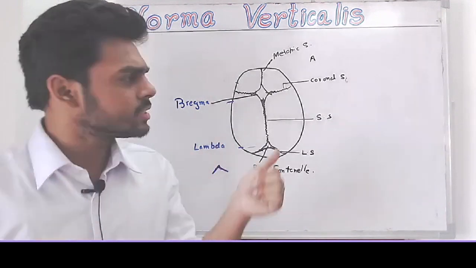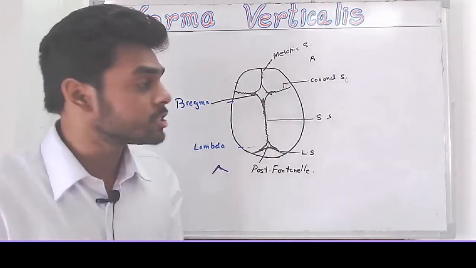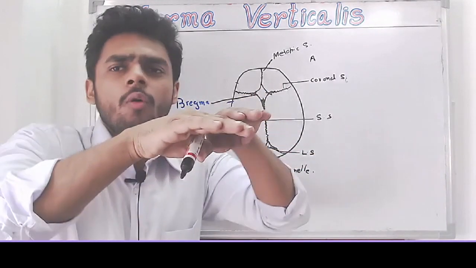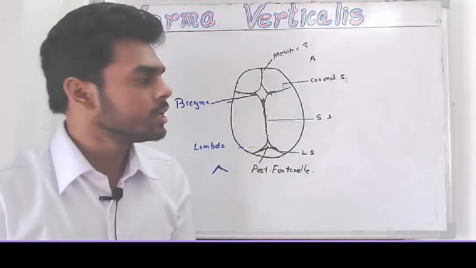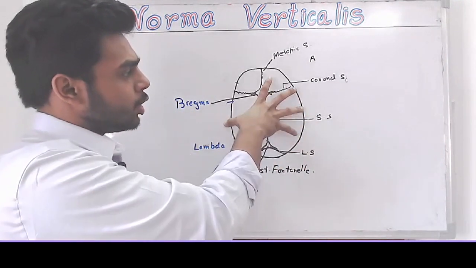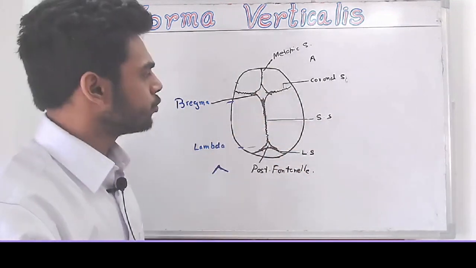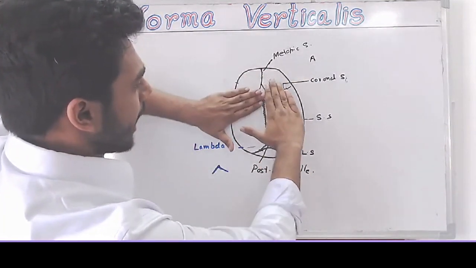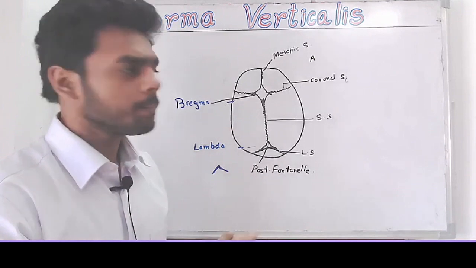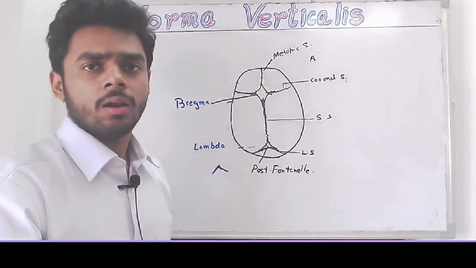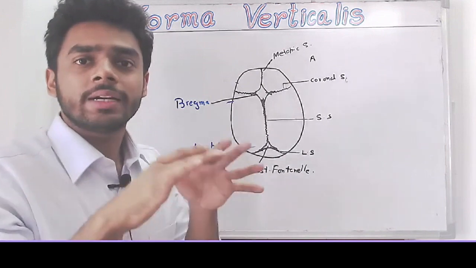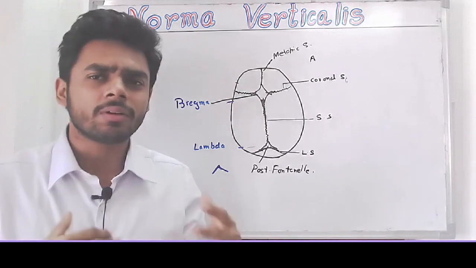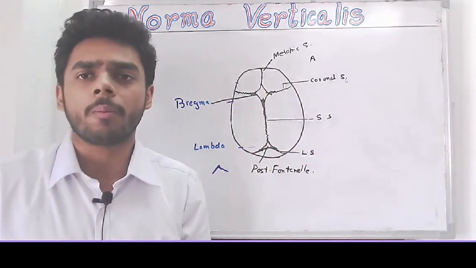Since there is a space in the form of fontanelle, the bones override or move over each other without trauma to the skull bone. See what happens when pressure is applied here in order to pull the child out of the mother's womb. These bones override on each other, and there is no fracture in the skull. Why? Because there is a space which is taken by these bones.